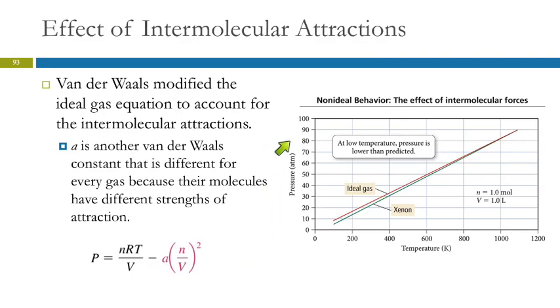So here we see the pressure versus temperature in kelvins for an ideal gas in the red and xenon in the green. And room temperature is about 273, so that's down here. So at room temperature, there is deviation due to the interaction of the particles. So the pressures are not going to be exactly what we expect.